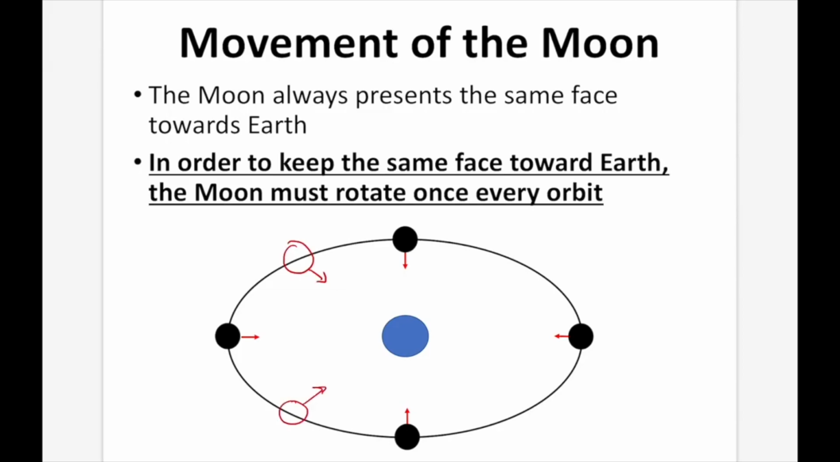But no matter where the moon is in its orbit, it's always going to face the exact same direction. And that's why we're always going to see the same face of the moon. Since we see the same face, that means it must be spinning. So it's spinning in this direction here in order to continually face the same direction towards Earth.